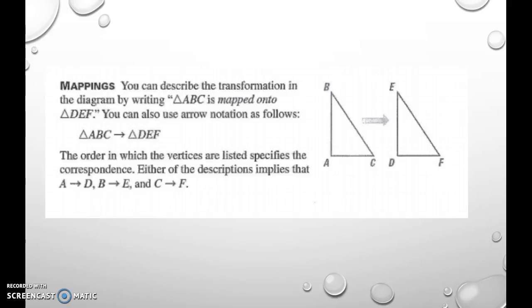Mappings, we're going to talk about. When I move one figure to the other, we're going to have ones that correspond. And this is no different than when we talked about congruent triangles earlier in chapter 4. So when I'm mapping points, it's just saying that one specific point corresponds to another. So for instance, triangle ABC is mapped onto triangle DEF because A is first and D is first, we can say that A maps onto D. Because B is second and E is second, we can say B maps onto E. And of course, C maps onto F.